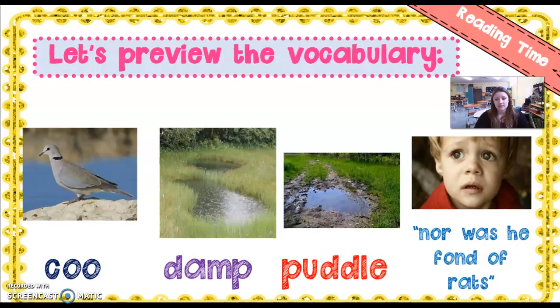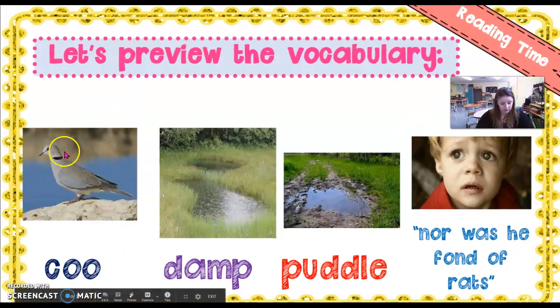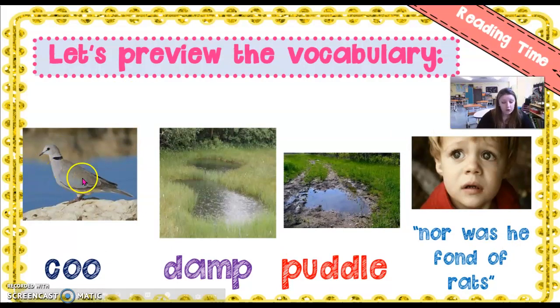Okay, let's look at some of our vocab. The first one is coo. A coo is a soft sound that a dove makes. Okay, a very soft, delicate sound that it might make. The next one is damp. If something is damp, it's wet or moist.